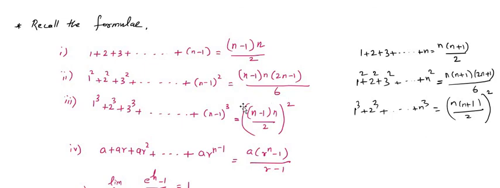But here, in all the problems we will be using n minus 1, the next number n by 2 the whole square. This is the formula. Therefore, these are the three formulas.